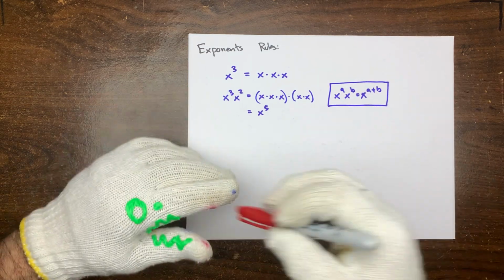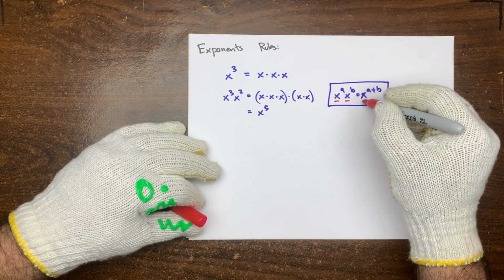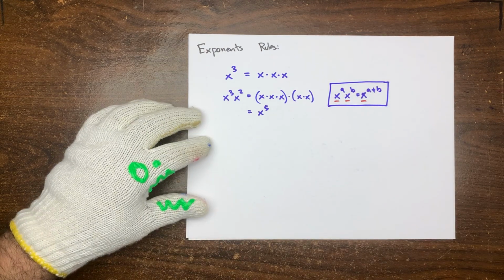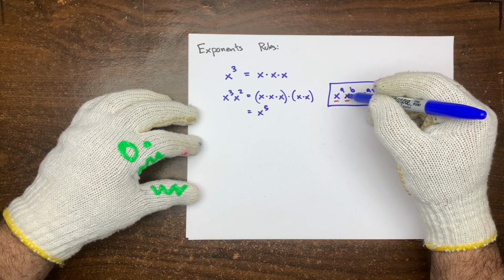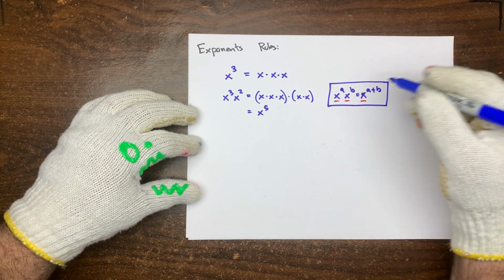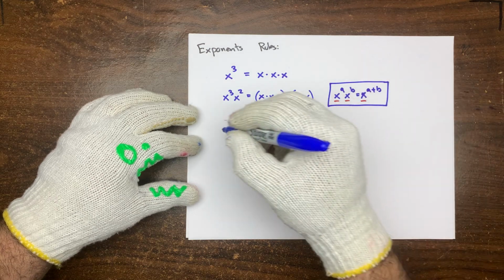Notice that the bases have to be the same. This does not work if it was x to the a with y to the b. There's nothing you can do with that. That just has to stay the way it is.